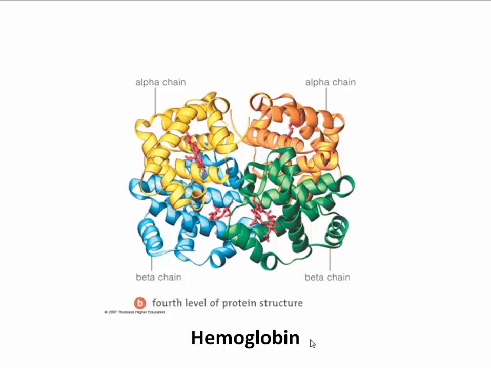Here is a picture of a quaternary structure protein, and that's hemoglobin, and each subunit is colored a different color, as you can see, and you can see that there are four iron units inside. The red thin looking structures are supposed to depict the iron, and then you see the alpha chains and the beta chains.